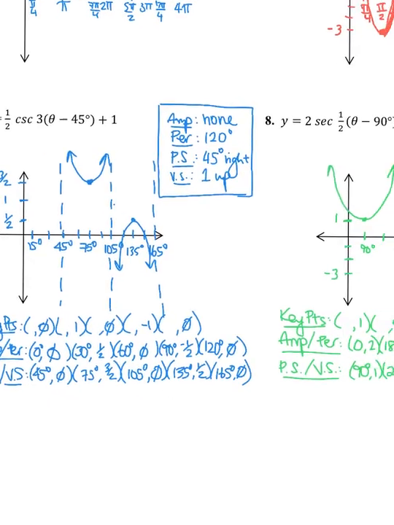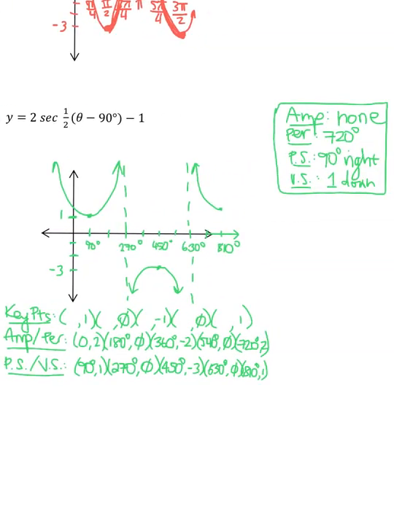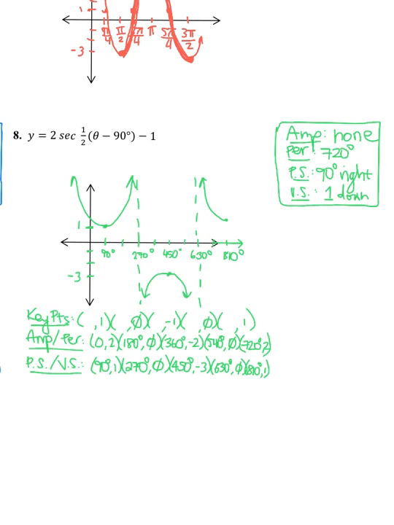And the last one, number 8, amplitude also none, period of 720 degrees, phase shift of 90 degrees to the right, and vertical shift was 1 down. And then those are my key points and my graph.